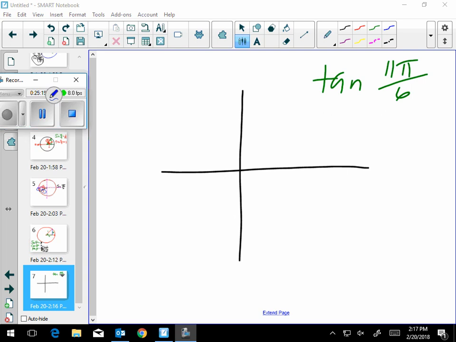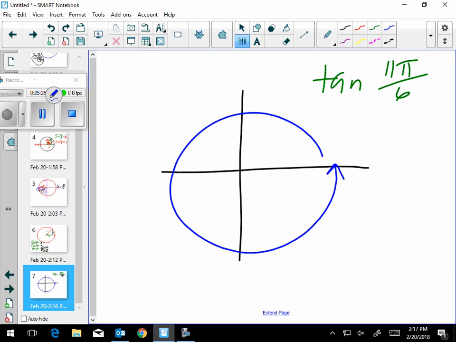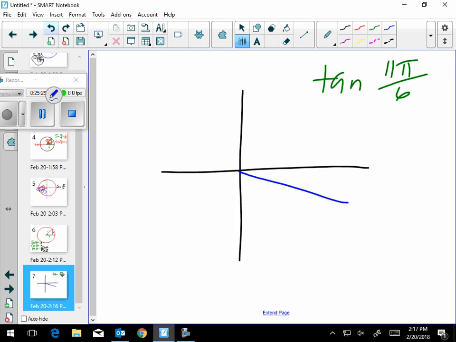Hint, 11 pi over 6 is really close to 12 pi over 6, which would have been all the way around to here. So it's not quite that far. Did you get that it was actually there? Yeah, that's what I did. Awesome, then you're doing it right. And then that's how many degrees? 30. Awesome. So from there, it's easy.